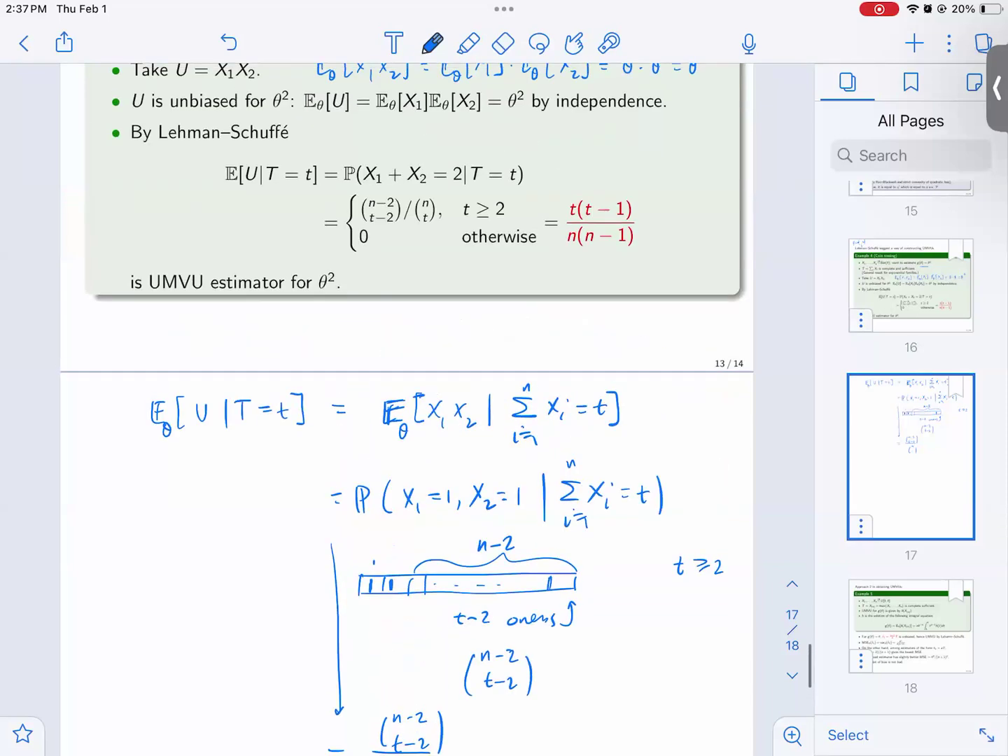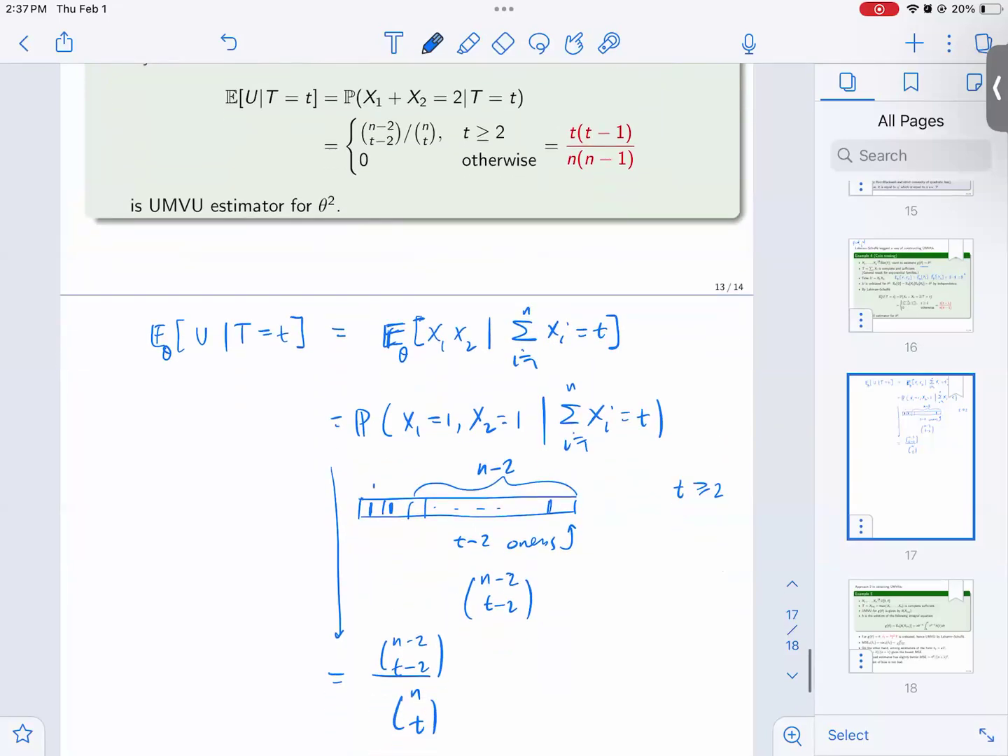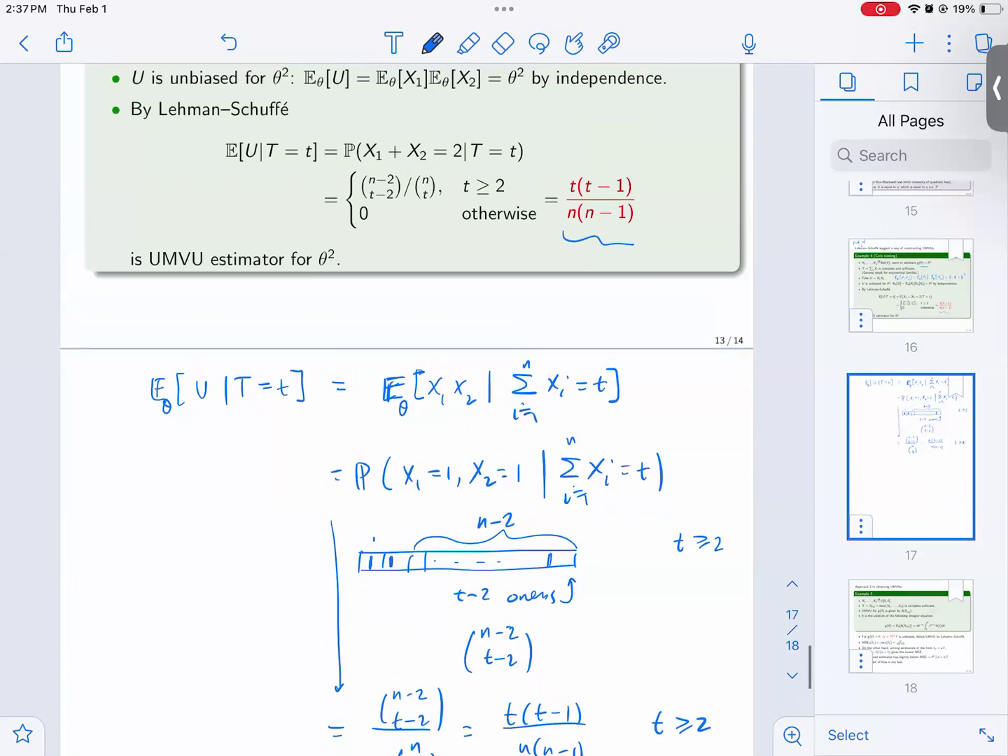So it should be n minus 2 choose T minus 2, and then divided by n choose T. And if you do the simplification, it turns out to be T times T minus 1 divided by n times n minus 1, if T is bigger than or equal to 2, and if T is less than 2, then it's going to be 0. But the nice thing is that this is automatically going to be 0 if T is 0 or 1. So I can just drop the other case. So that's the final result.